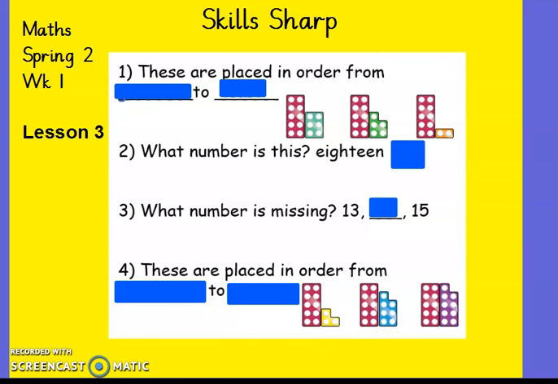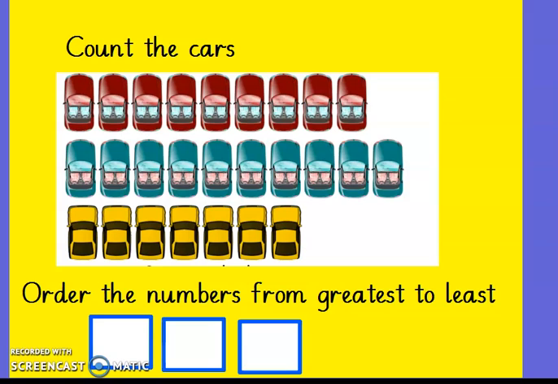Let's clear that. Okay, let's have a look. Count the cars, and remember we're going to write at the end how many there are, so let's count them. 1, 2, 3, 4, 5, 6, 7, 8, 9. 9 cars in that row. 1, 2, 3, 4, 5, 6, 7, 8, 9, 10 cars in that row. 1, 2, 3, 4, 5, 6, 7 cars in that row.